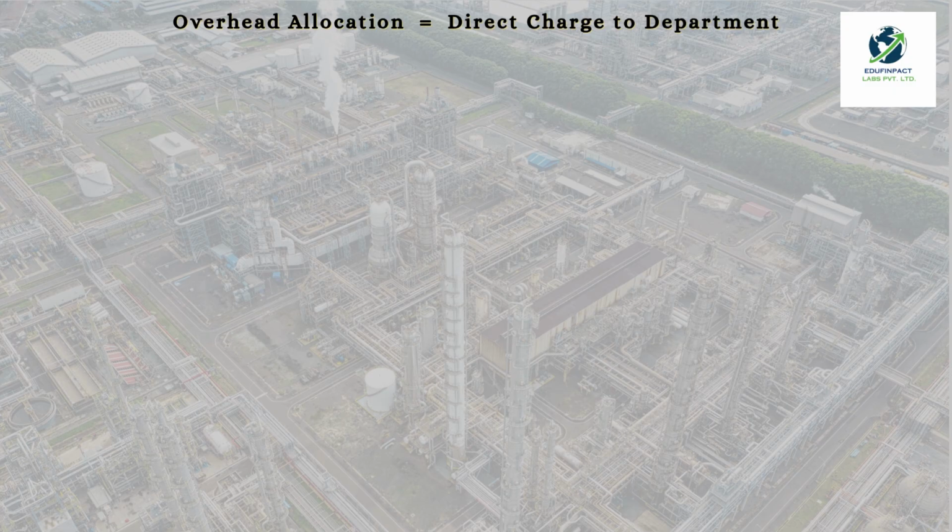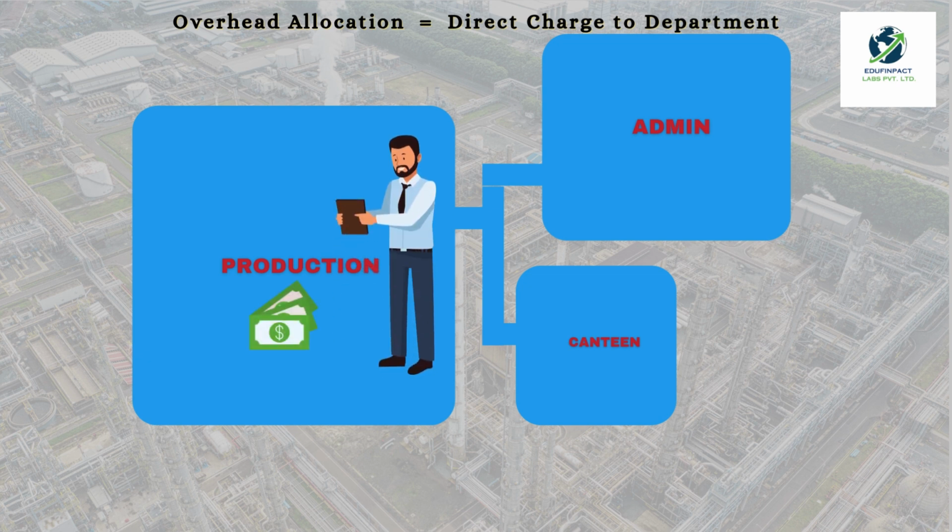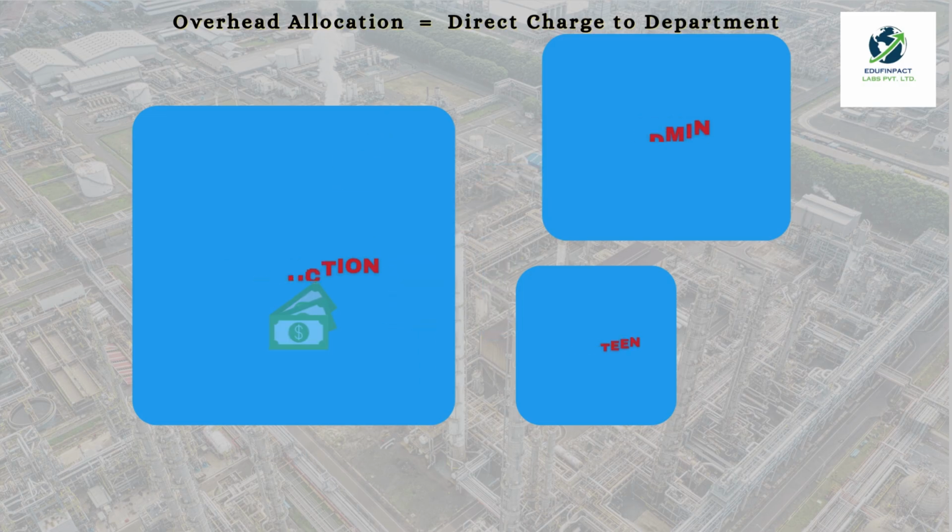Overhead allocation is the process of directly assigning overheads to a specific department or cost center. For instance, the factory supervisor's salary goes entirely to the production department because that's where it belongs.